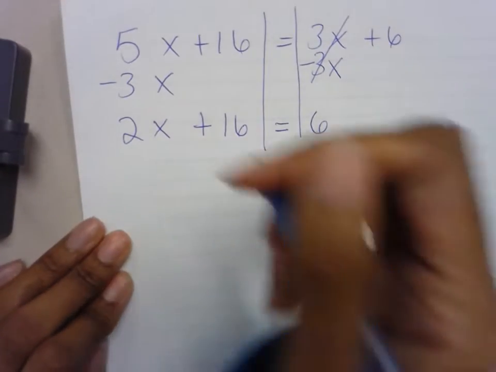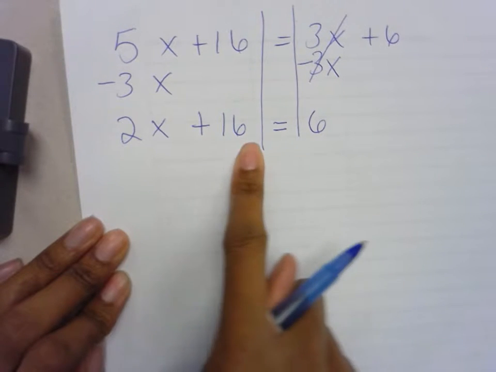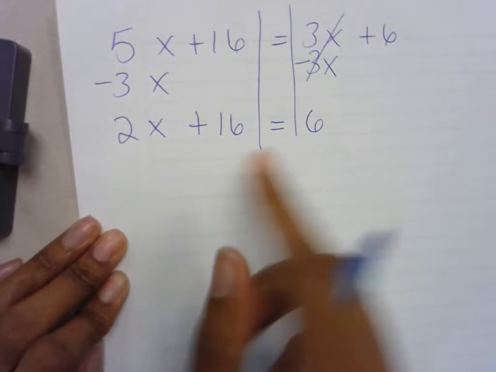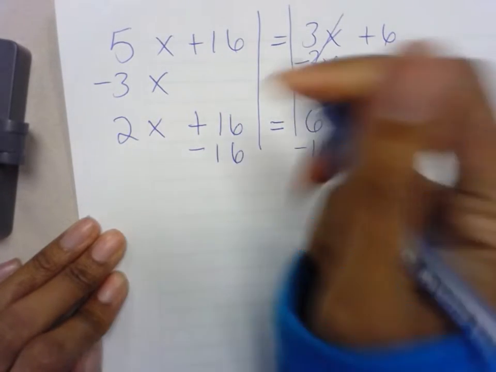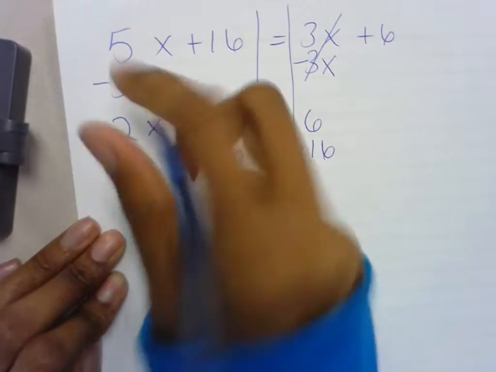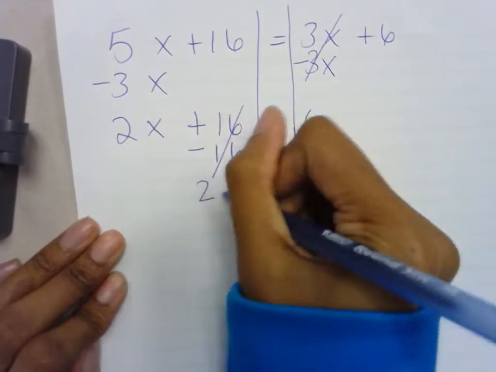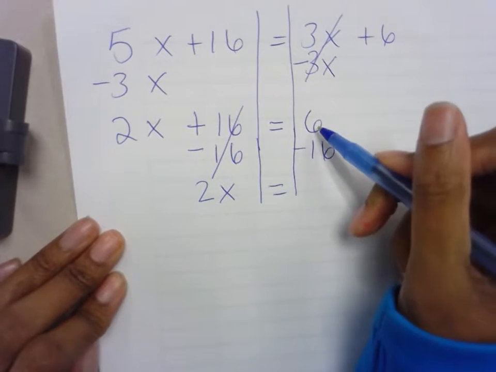All right, so x is almost alone. I have addition though. I have 2x being added to 16, so I'm going to minus 16 on both sides. What I do to one side, I do to the other. So on the left side of the equal sign, I have 2x left. Bring down the equal. This says 6 minus 16.